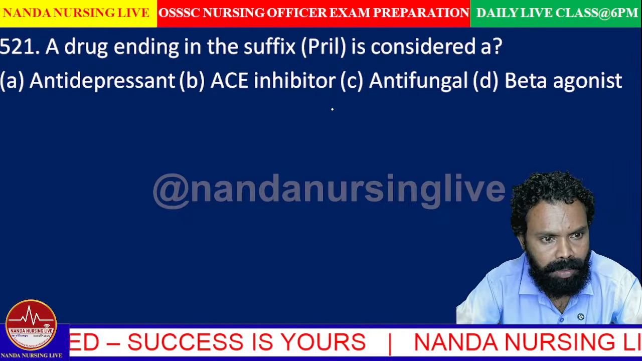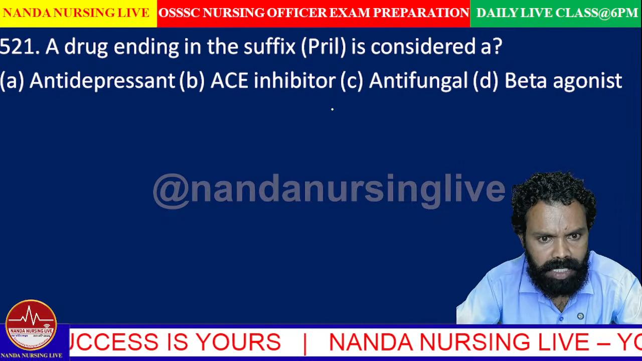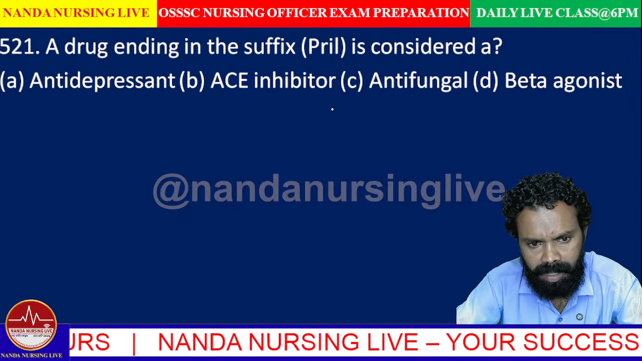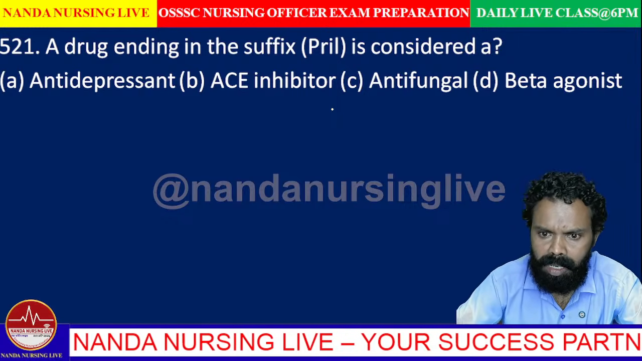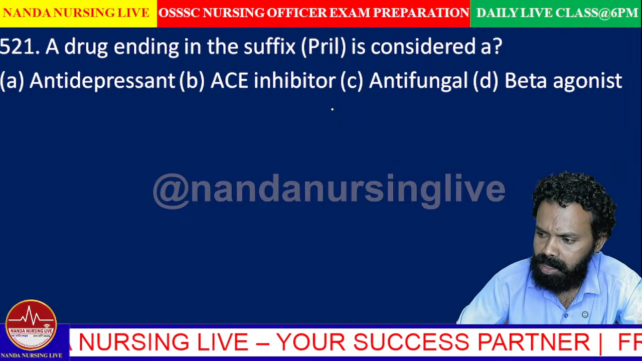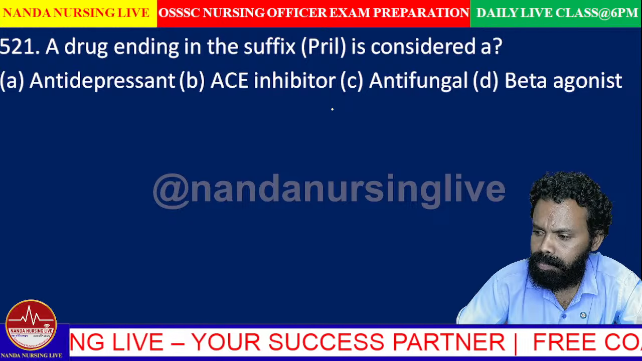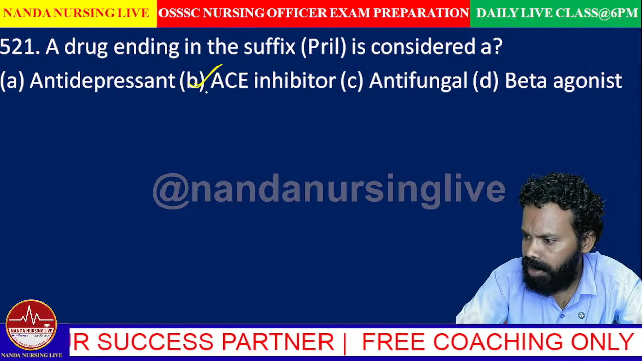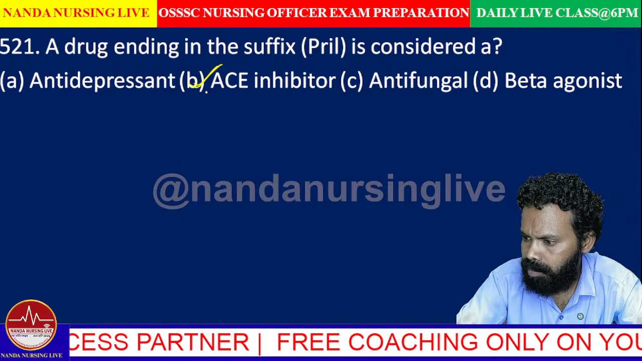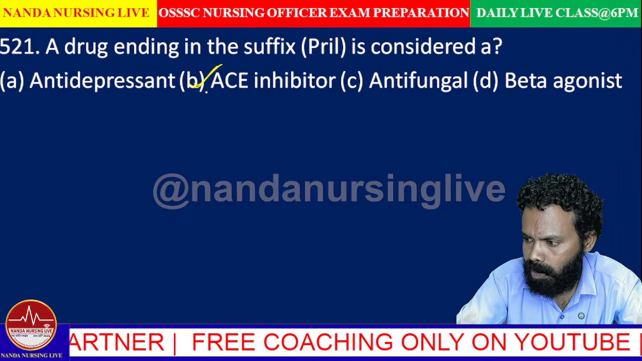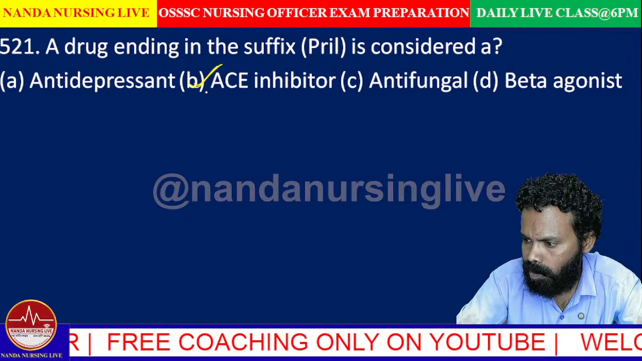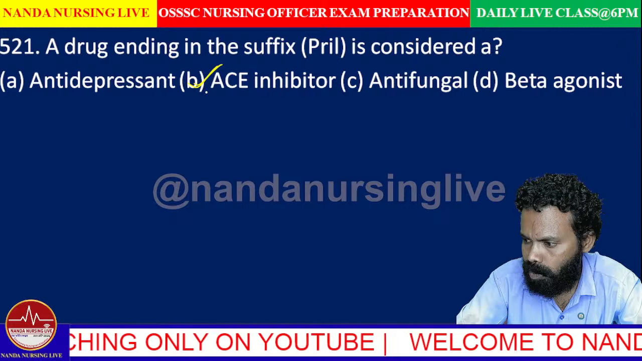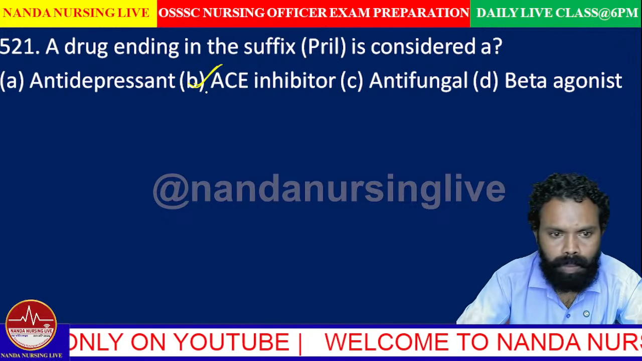Next question, question number 521. A drug ending in the suffix pril is considered a: option A antidepressant, option B ACE inhibitors, option C antifungal, option D beta agonist. Which option is the correct answer? The correct answer is ACE inhibitors, right? Option B is the correct answer.